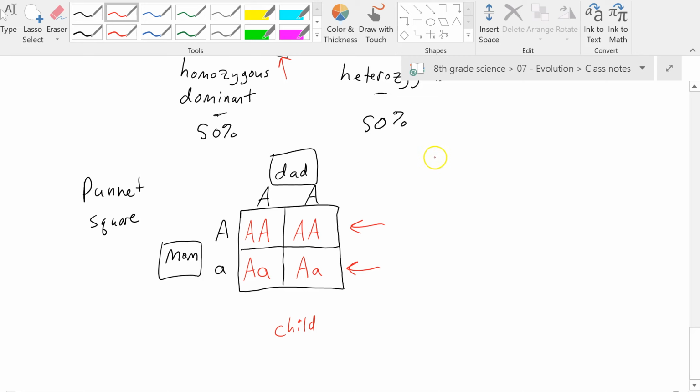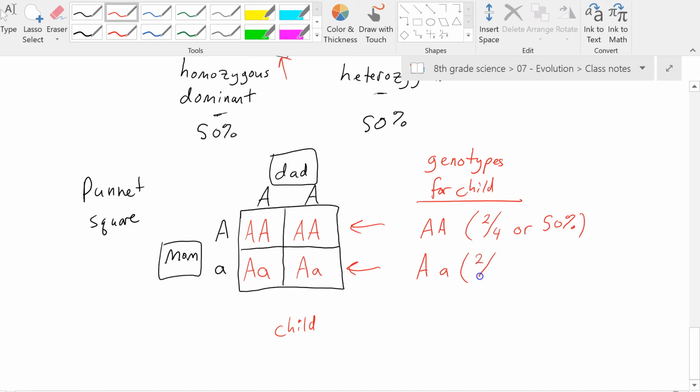So the genotypes for the child: we've got big A, big A, and that happens 2 out of 4 times, or 50% of the time. The other possibility is big A, little a, and that one also happens 2 out of 4, or 50% of the time.